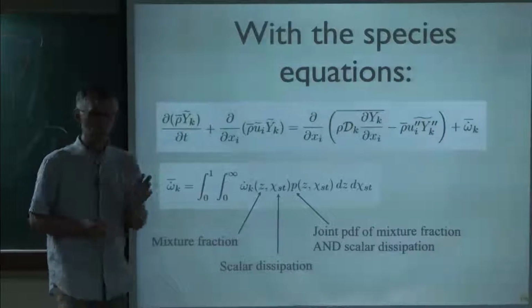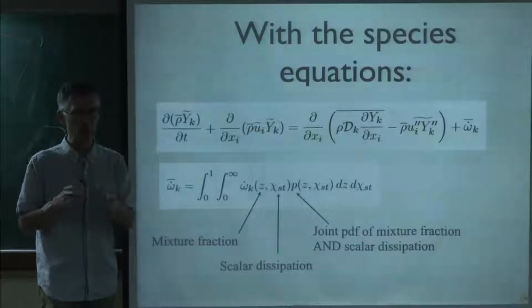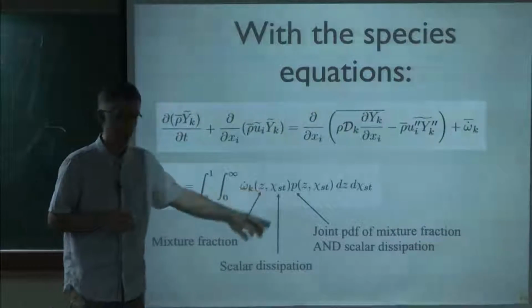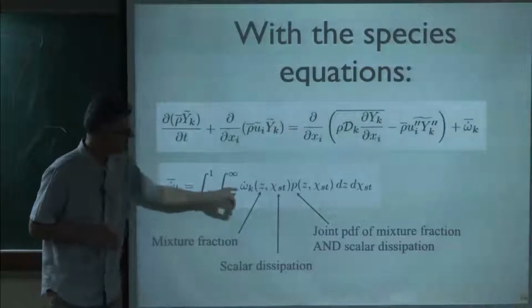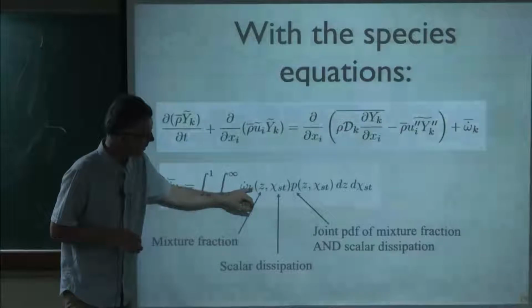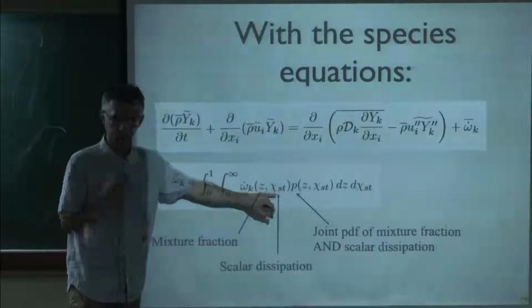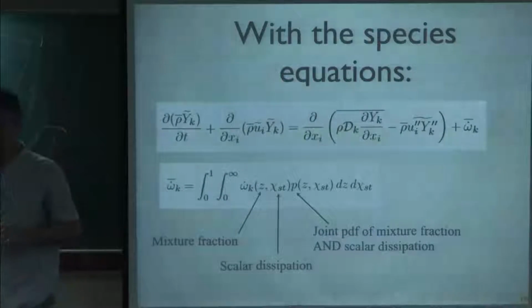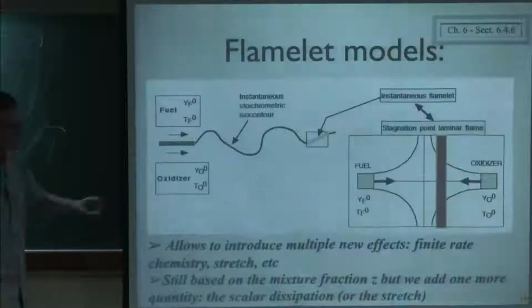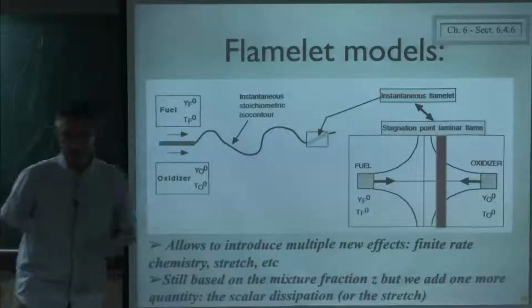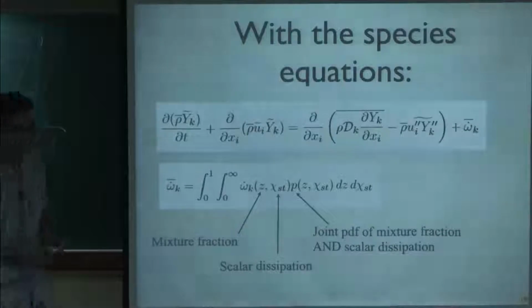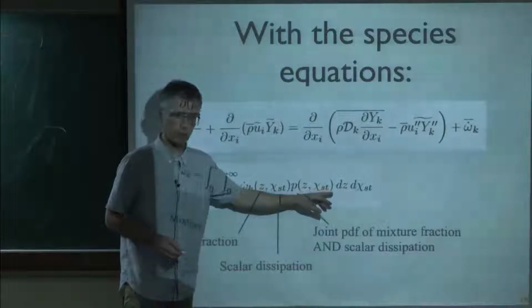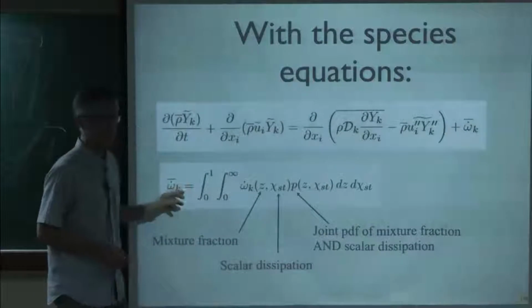The way it's done in most codes is that we don't use stretch because it's difficult to compute. We use scalar dissipation. And so the reaction rate becomes a function of Z and of scalar dissipation. This you obtain from the flamelet, which is here. You compute it here, and you tabulate it. Once it's tabulated, you just need to know the PDF here, and then you can have the mean reaction rate.